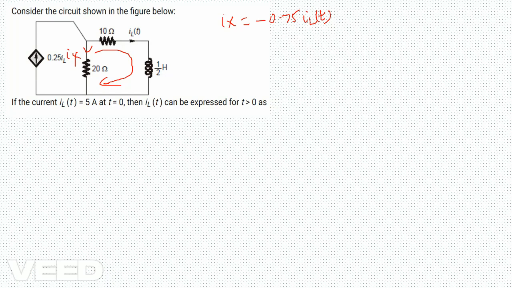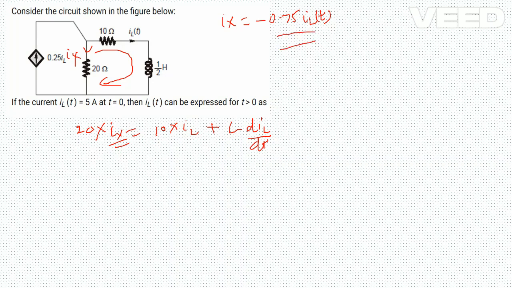From KVL we get 20 Ix is equal to 10 into IL, I'm dropping the t from IL of t because it's a function of t, plus L dIL over dt. Now I can replace Ix with the value which I found here. So it is 20 into 0.75, with this minus sign also included here, IL is equal to 10 IL plus L dIL over dt.